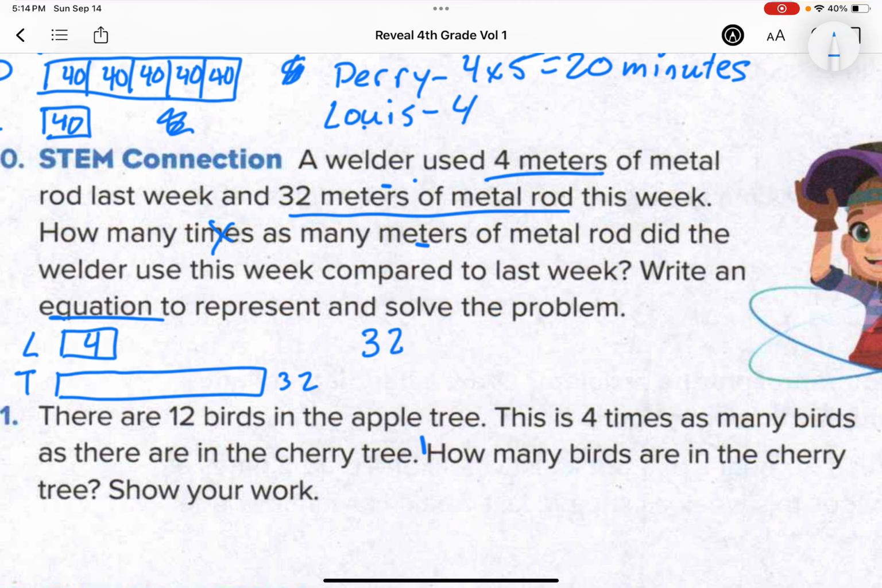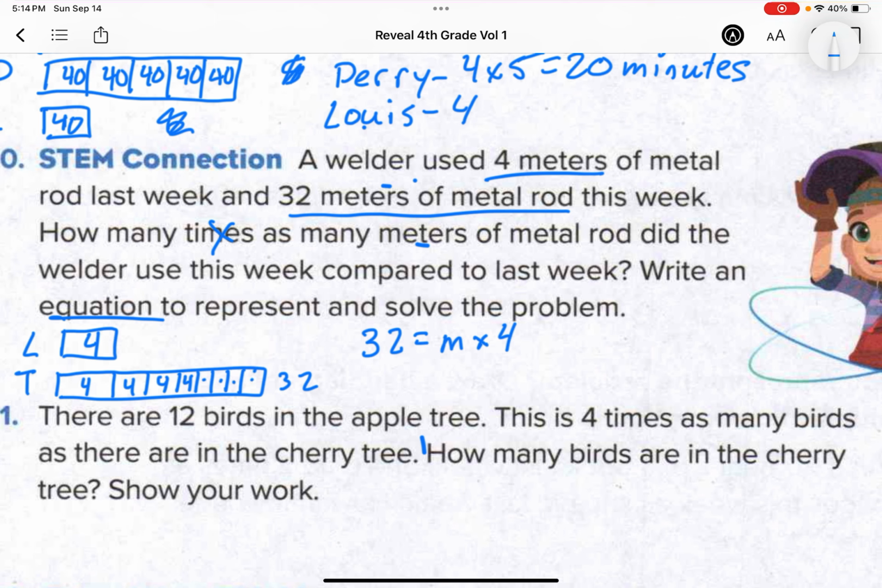So we had 32 is our total, and then we're looking for how many times as many. So that's our mystery one. So I'm going to put M for metal times 4. So what would that be? Well, if I don't know my facts, I can break this up into 4s until I get to 32. So 4, 8, 12, 16, 20, 24, 28, and then 32.